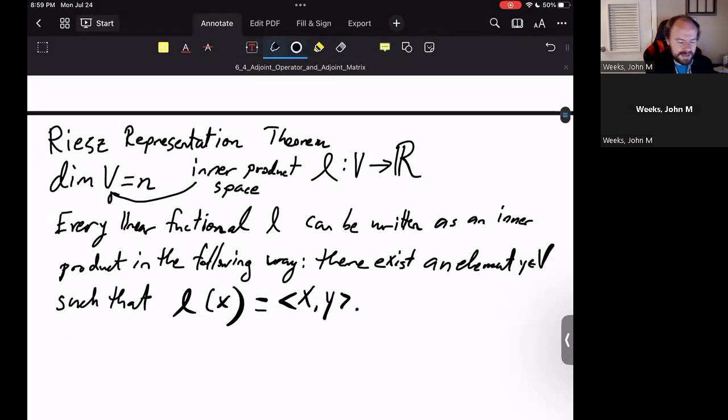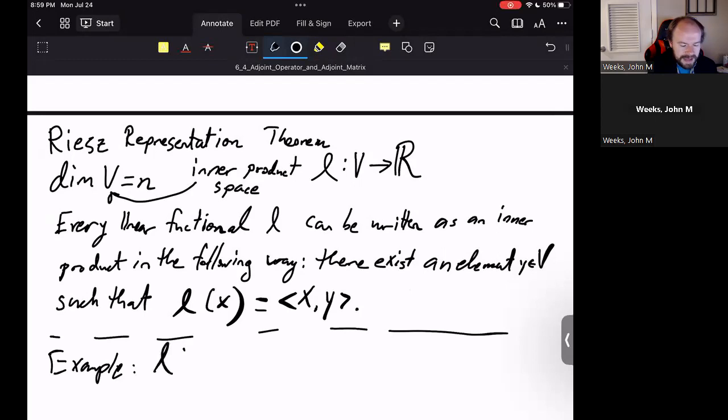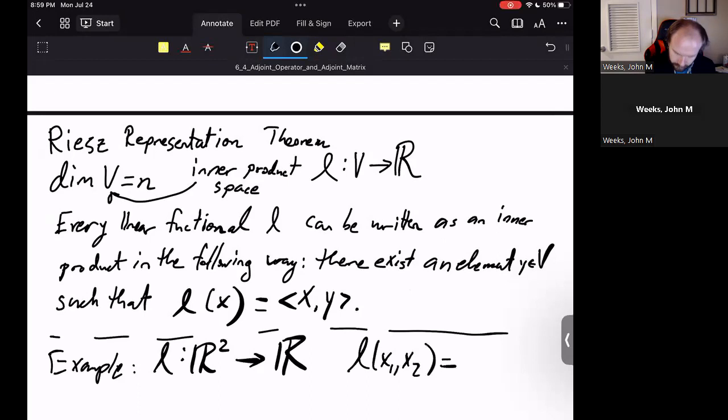Now here, let's take a look at some examples to try and get an idea of what this actually is. Let's take L being a linear functional from R2 to R. It's going to take the vector from R2, that's going to be L of x1 comma x2, and it has to spit out a real number. Here's the real number it's going to spit out. I'm going to have it be 2 times x1 plus x2, something like this.